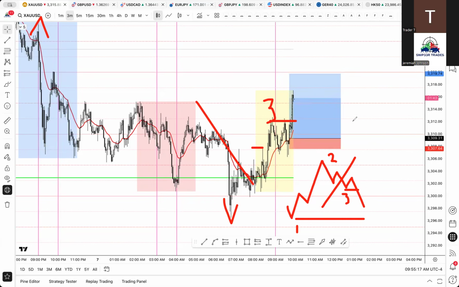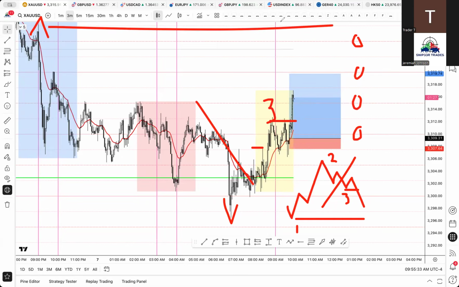So if I get in at double zeros, guess what? I'm targeting double zeros. That's an easy 100 pips. If I get in at 50, I'm targeting 50. That's an easy 100 pips. That's what I do. I don't care about catching the full move. 50 to 100 pips is just fine.